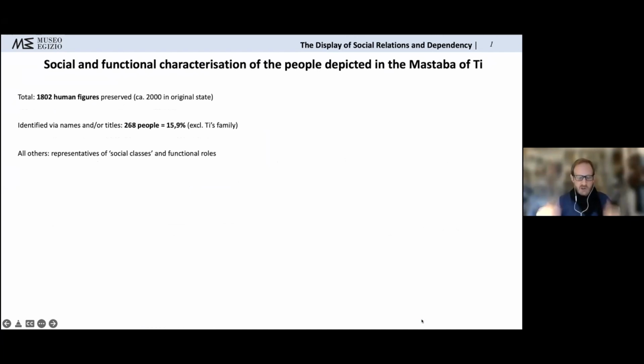If we now want to address the social characterization of family and household members depicted in the mastaba of Tea, so in the whole iconographic program, some numbers are a good starting point, because a full description of the iconography of the tomb would lead us astray from our key question today. All in all, around 1,802 human figures are represented. Considering some missing parts, more or less around 2,000 might originally have been present. Out of these 1,802, 268 people, which make up 15.9%, excluding the members of Tea's family, are individually identified with occupational titles and names. So they are, let's say, historical people. All other appearing human figures are not individually named or given a title, so they are not individualized and are thus representatives of the respective functional roles or social classes.